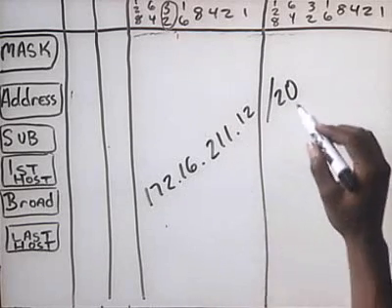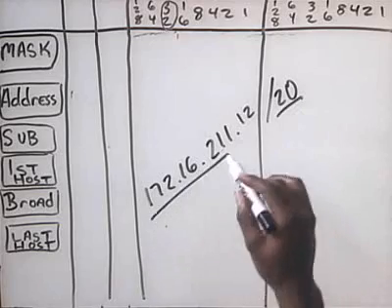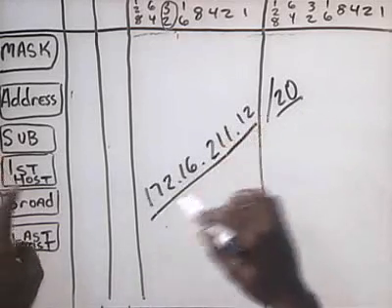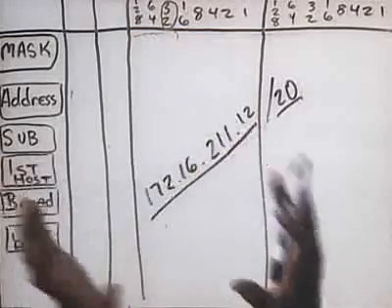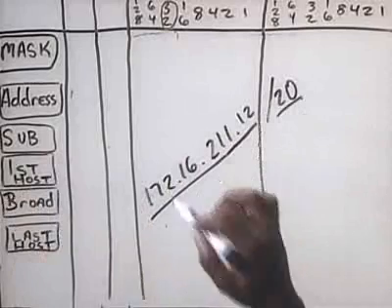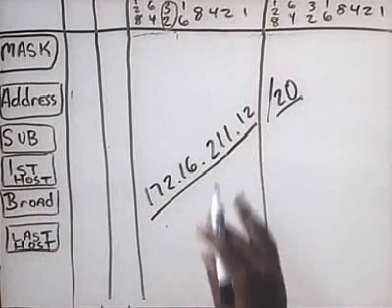So let's find the subnet address for this IP address. This is a host address. This is the address that's on a computer, or on a router, or on an actual host device. This is the subnet mask for that particular device.